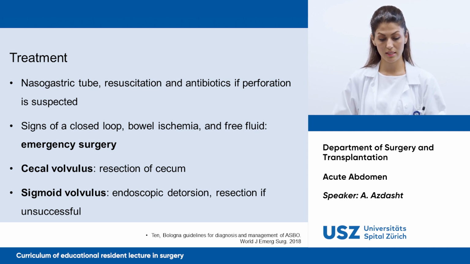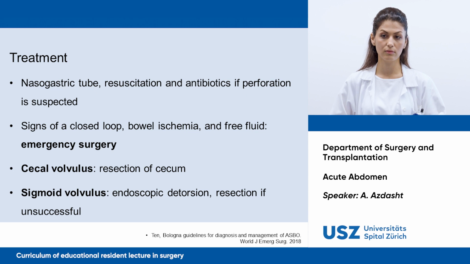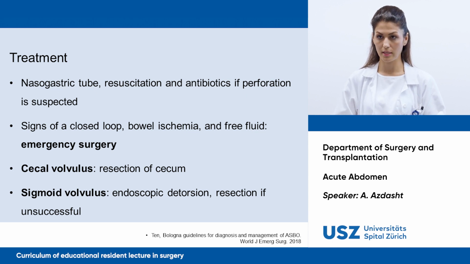And what I found interesting is that when you have a cecal volvulus, you rather go for a resection anyway. And if you have a sigmoid volvulus, you can try to do an endoscopic detorsion. And if this is not successful, you go for surgery. It's also said that a sigmoidopexy can be done, but generally speaking, it's not recommended as the recurrence rate is higher.